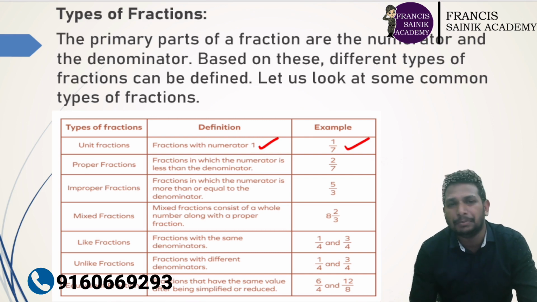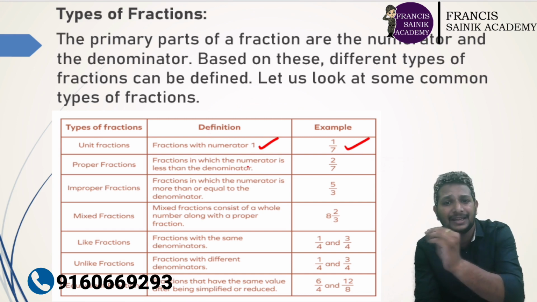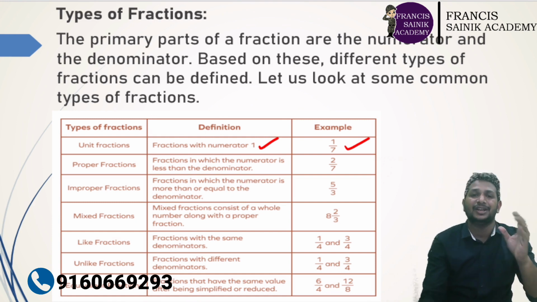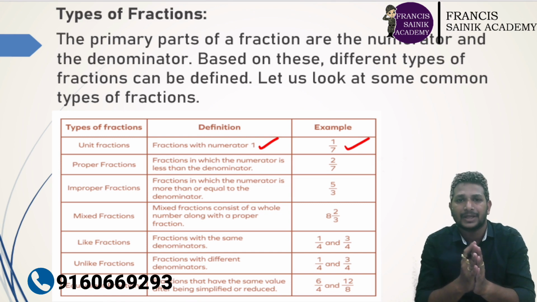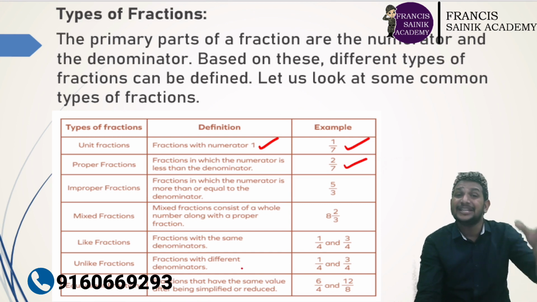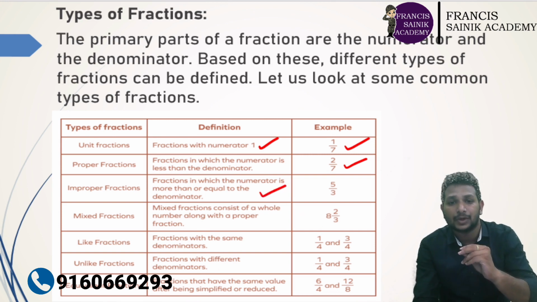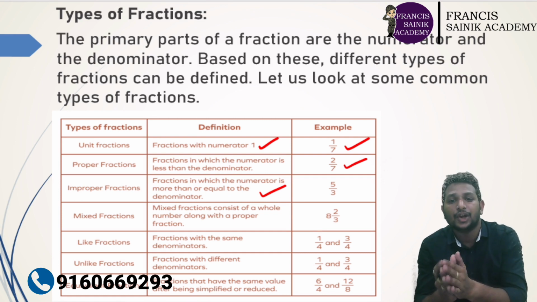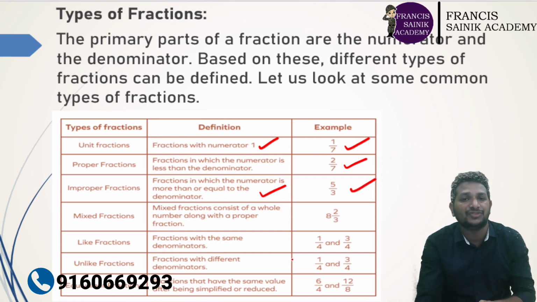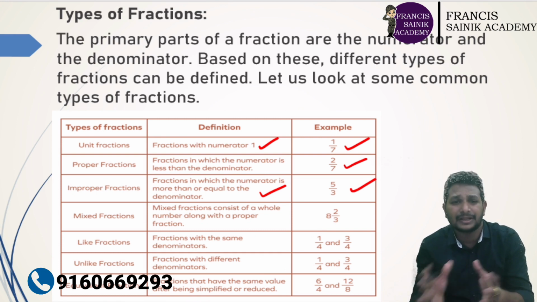Now coming to the next one, proper fraction. In a proper fraction, the numerator is less than the denominator. That's why if you look at this example, the numerator value is 2, which is less than 7. Whereas the improper fraction will have the numerator greater than the denominator. One of the examples they give is 5 by 3.